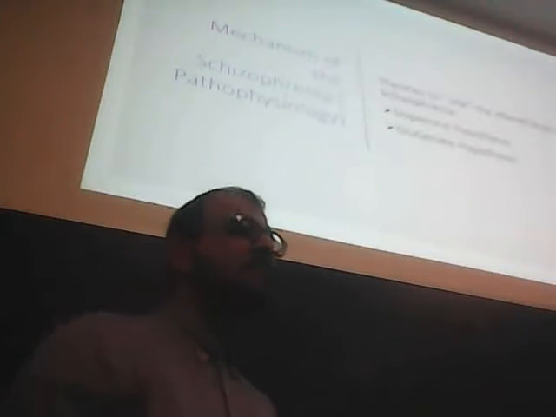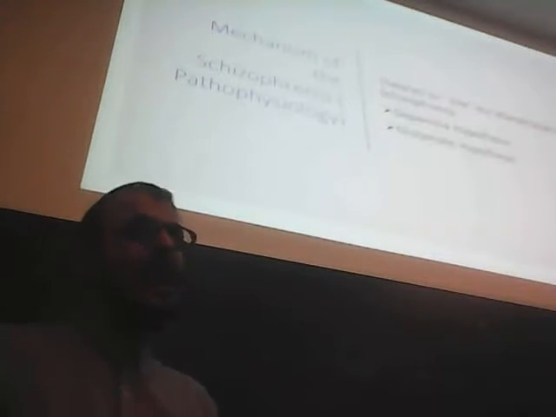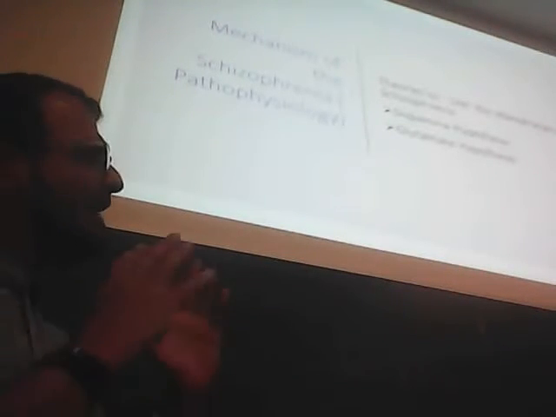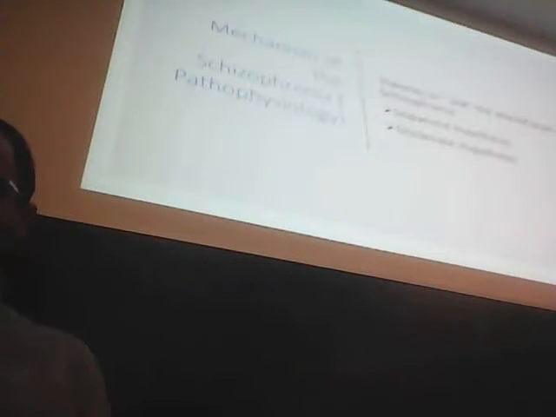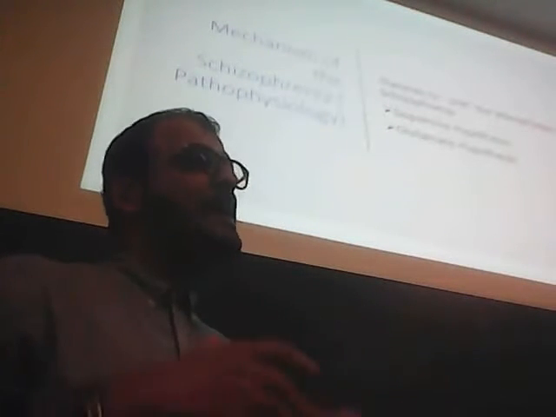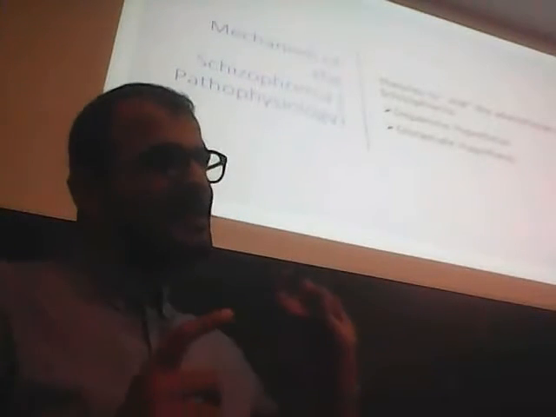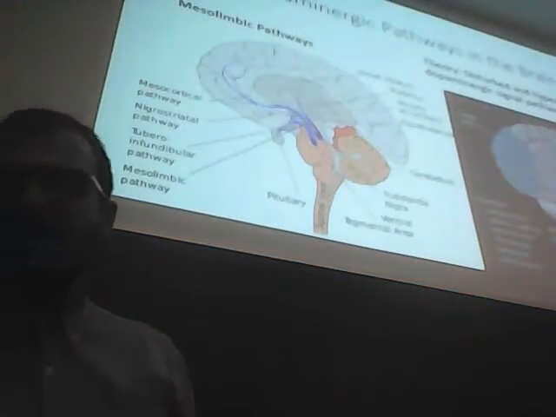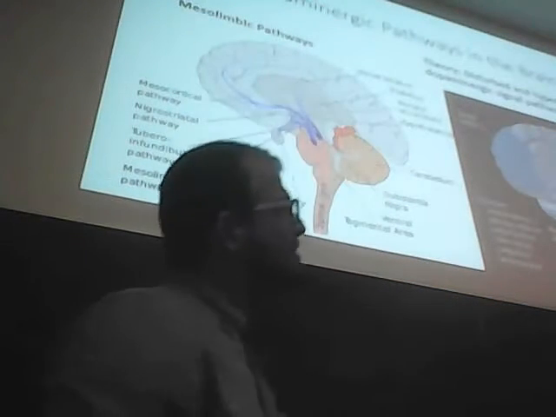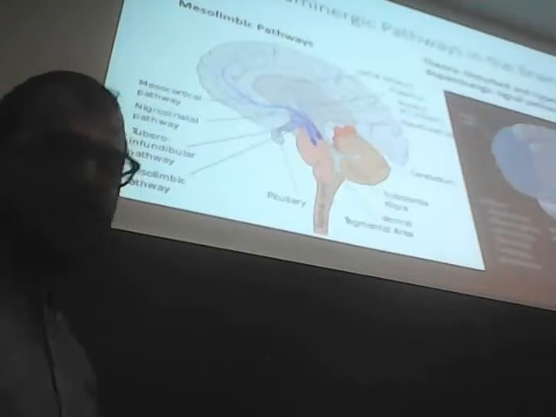There are two theories behind the development of schizophrenia. There are two kinds of pathways and hypotheses which result in the appearance of those symptoms. One of them is the dopamine hypothesis, dopamine being a neurotransmitter synthesized inside the brain, and also the glutamate hypothesis, which is another neurotransmitter synthesized inside the neurons of the brain. Some kind of dysregulation of those pathways results in schizophrenia.